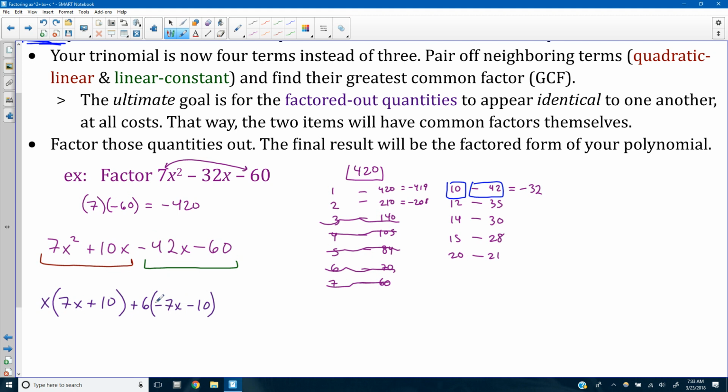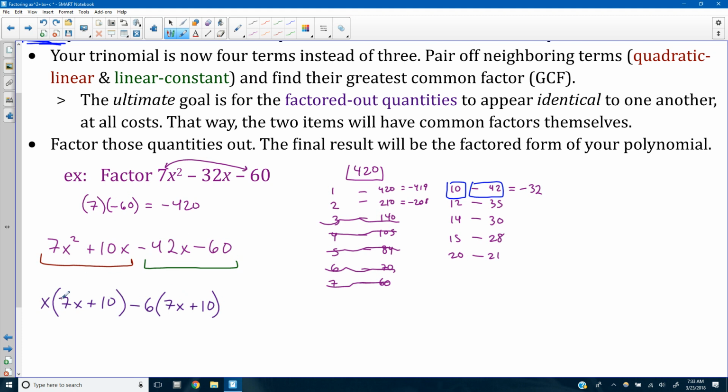In fact, if only I factored out that negative from both of these things. Gosh darn it, those negatives. So instead of factoring out a 6, I'm going to factor out a negative 6, because I want the thing inside here to say 7x plus 10. So essentially, you're kind of doing this.